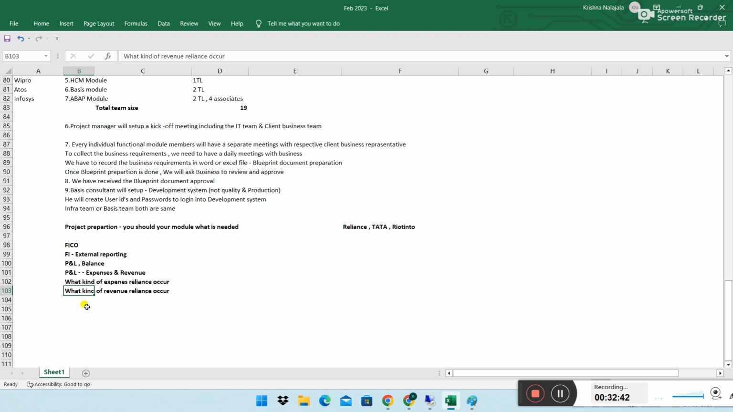What kind of expenses you have, what kind of revenues you have, how the expenses arise, how the revenues arise. Can you show me an example? Can you show me in your existing system? Because for them, ERP is not new. They are already using one ERP system, but the new thing is they're coming to the SAP system, right? So that is how you need to start.